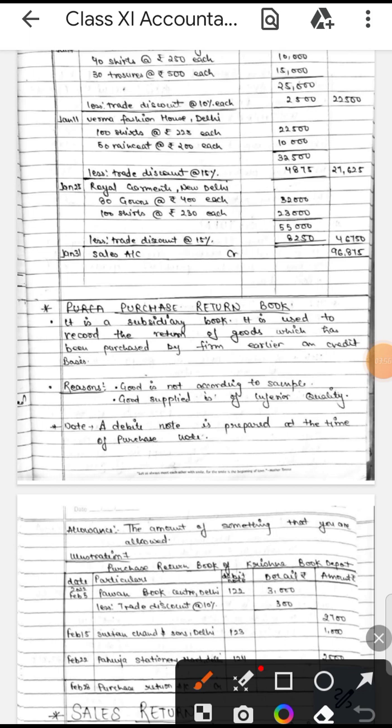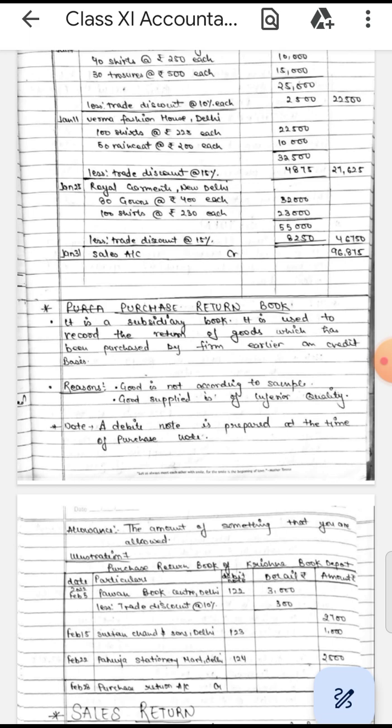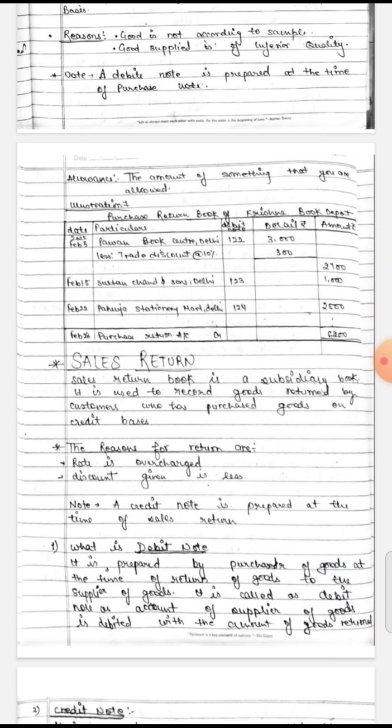Now we are going to understand the purchase return book. It is also a subsidiary book. It is used to record the returns of the goods which have been purchased by the firm earlier on credit basis. That means we are not happy with the product, then we will do the returns. The reasons behind the returns are the goods are not according to samples, or goods supplied are of inferior quality or below the standards. Then we do returns. The value of the returns is recorded in purchase return book. And then we will get a value. The value is purchase return value.